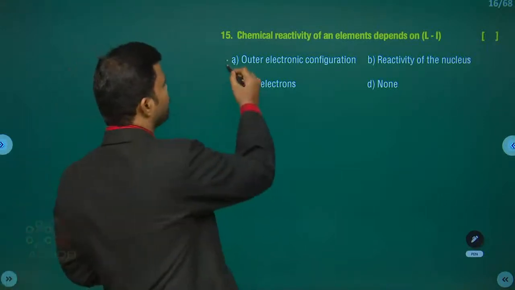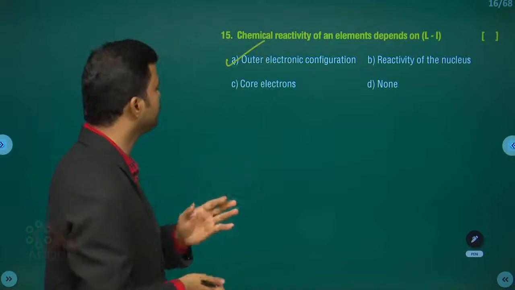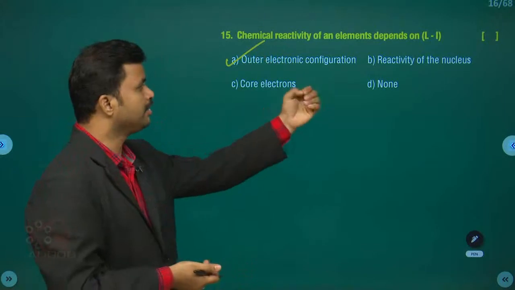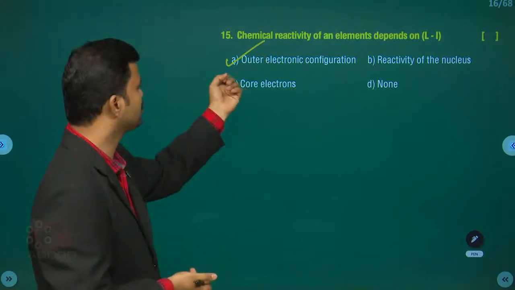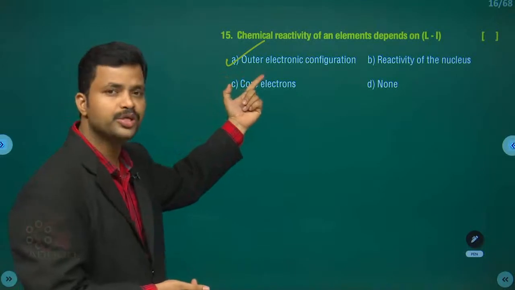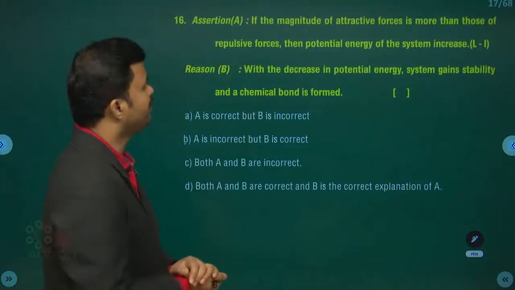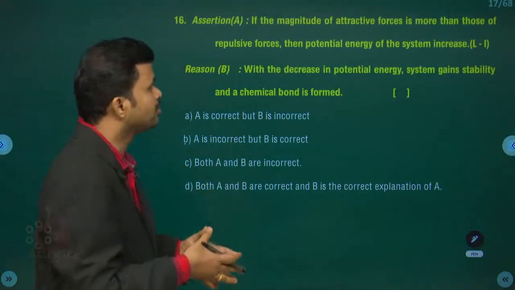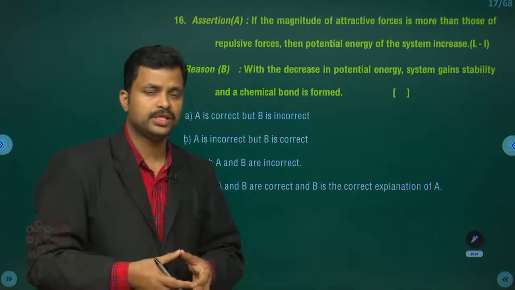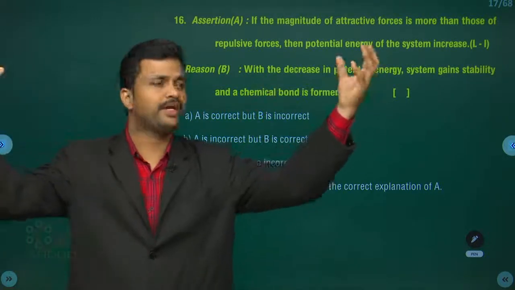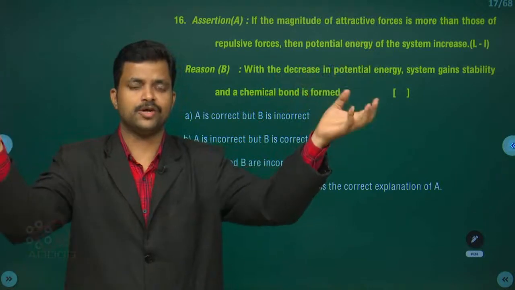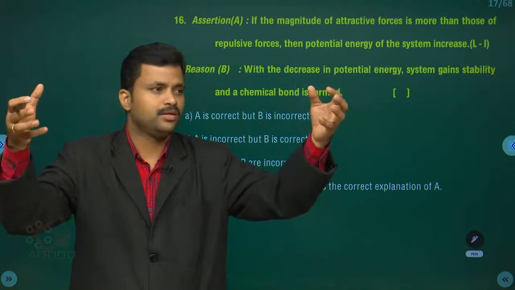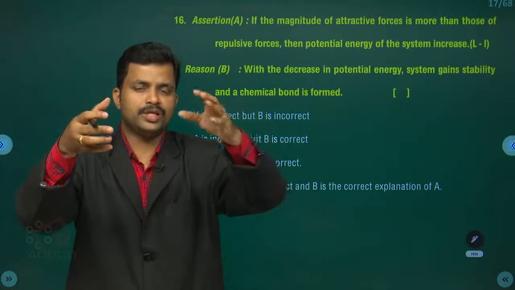There we are, the statement: outer electronic configuration is responsible for the chemical properties. In the chemical properties, the nucleus and core electrons do not play a role, only the outer electronic configuration, so option A. If the magnitude of attractive forces is more than those of repulsive forces, then the potential energy of the system increases. See, when the atoms are coming together from infinite distance, at infinite distance they have a maximum potential energy, correct? Then when the atoms are coming together, their potential energy decreases.